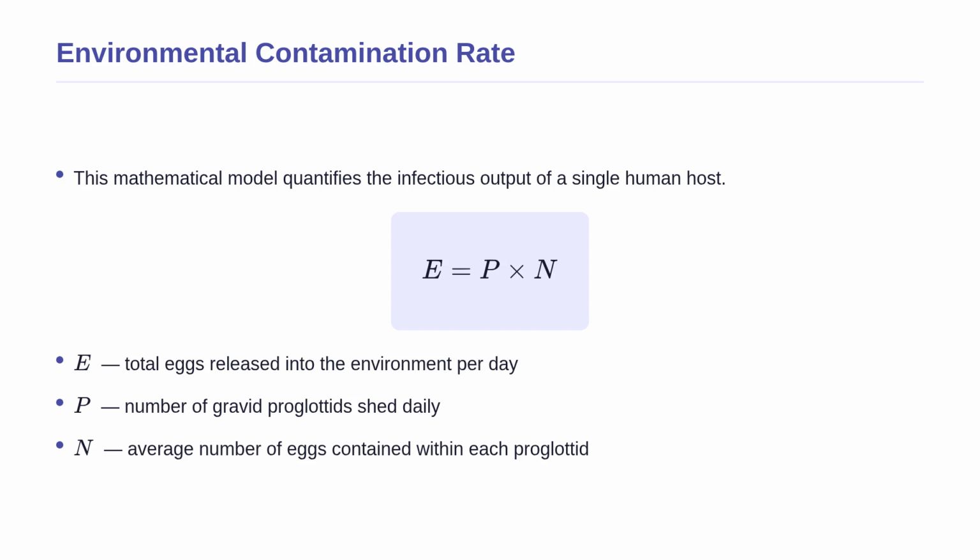Here, E represents the total number of eggs released into the environment per day. P stands for the number of gravid proglottids shed by the tapeworm daily. Finally, N represents the average number of eggs contained within a single proglottid. Conceptually, this tells us that environmental risk is directly proportional to both the shedding rate and the worm's fecundity. If either the number of shed segments or the egg count increases, the total contamination skyrockets, drastically raising the risk for the community.